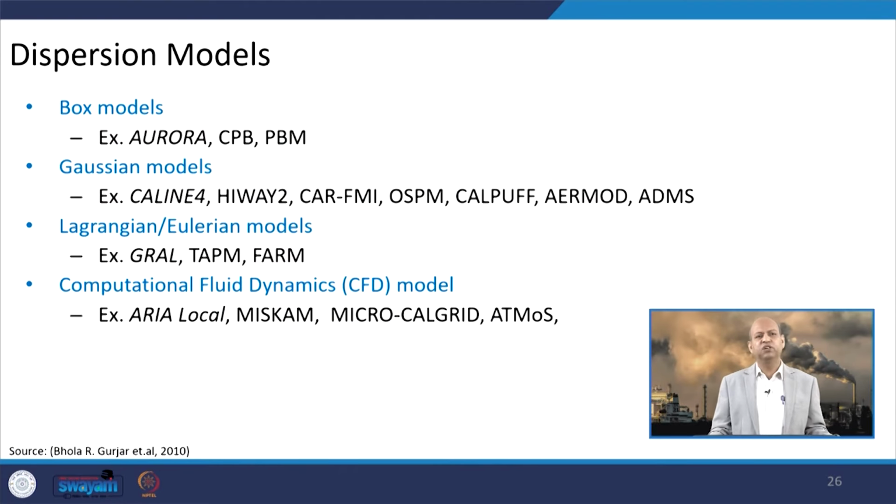Well, the dispersion models can be categorized in different ways, like box models, and according to the developers they have been given different names like CBA or AURORA, CBB. Gaussian models can be there like CALINE 4 or Highway 2, CAR-FMI. Even AERMOD, which is quite popular, Lagrangian-Eulerian models, GRAL, and FARM, computational fluid dynamics CFD models, ARIA Local or Micro, CALGRID, ATMOS, those kinds of models are available.